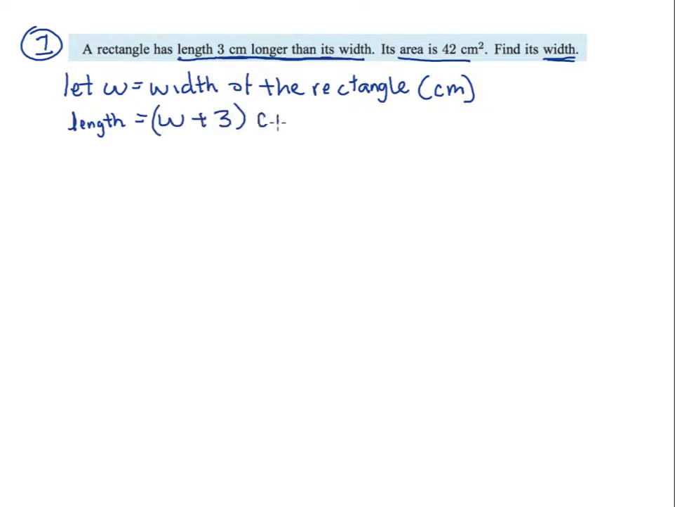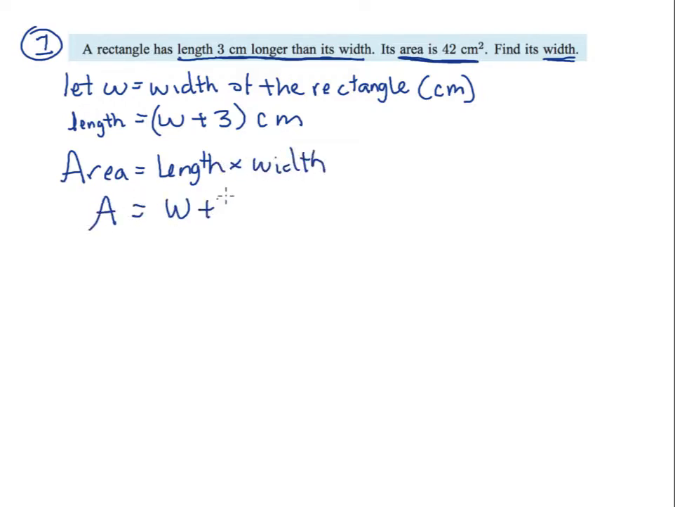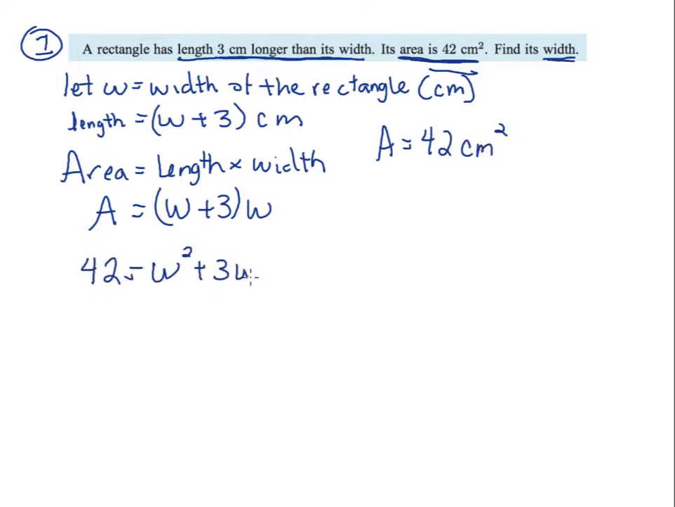Then I look at the other information given to me. I know the area is 42 centimeters squared. So I'll remind myself, what's the area of a rectangle? Well, that's length times width. So my area would be (W plus 3) times W. I know area is 42, so I'm going to replace A with 42 centimeters squared. Then I'm going to multiply out the W, rewrite the quadratic so it's equal to 0, and solve.